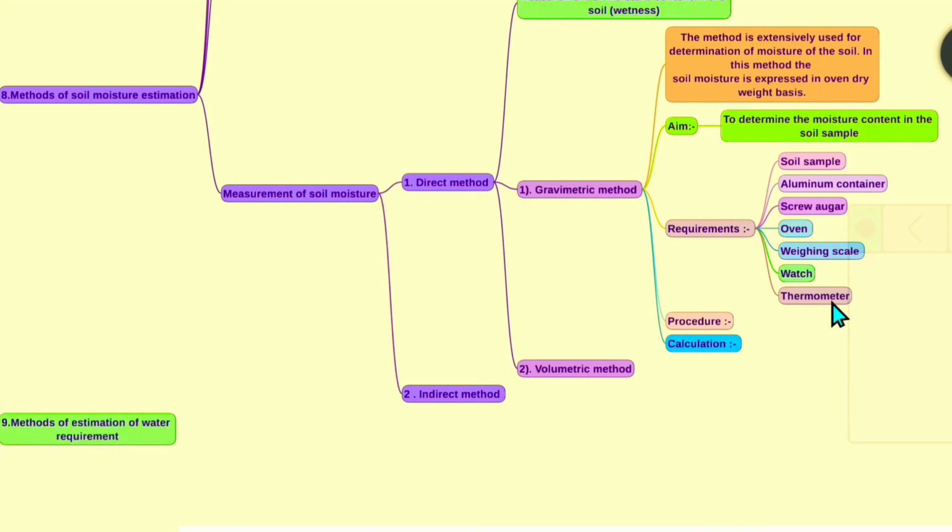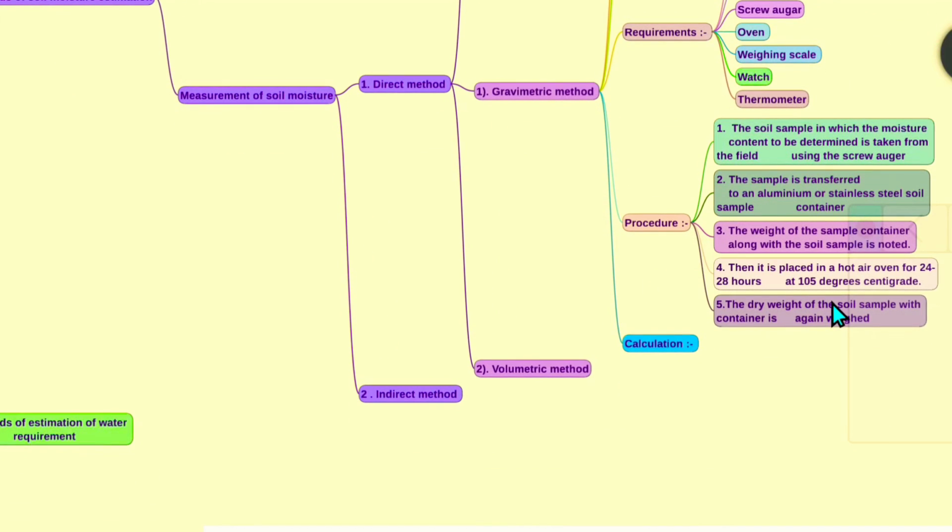And now the procedure of this method. It is a simple one. First, the soil sample in which the moisture content is to be determined is taken from the field using the screw auger. And the second one is the soil sample is transferred to an aluminum or stainless steel soil sample container.